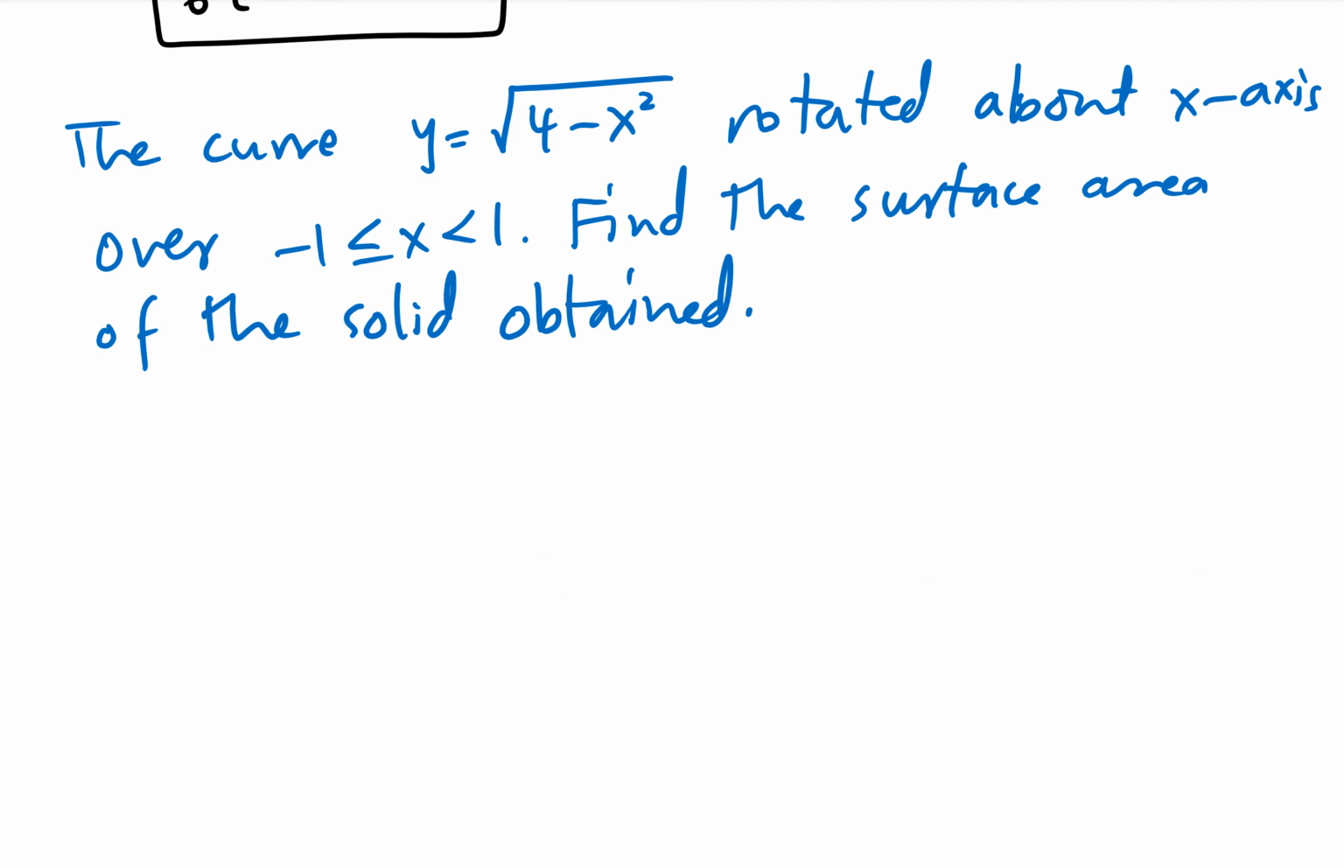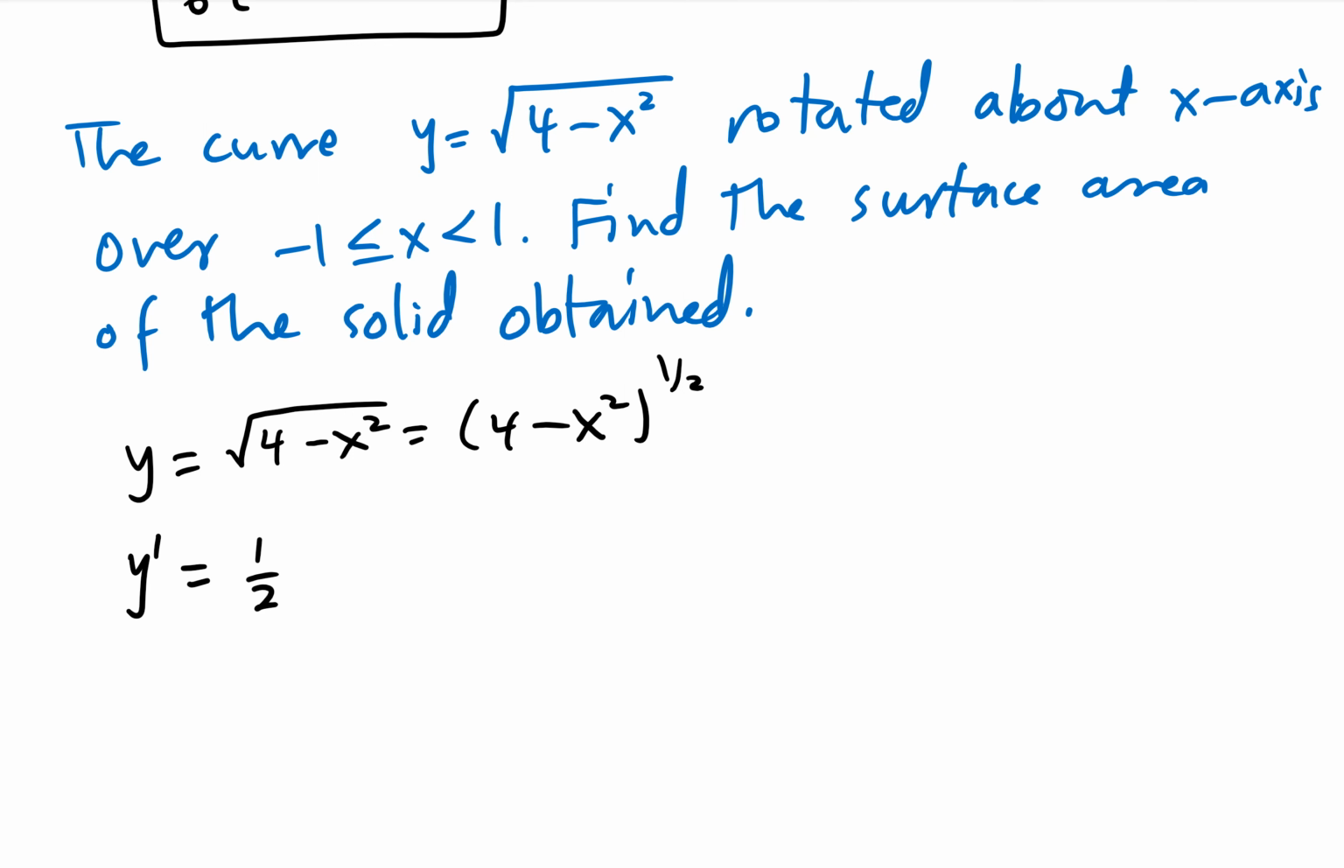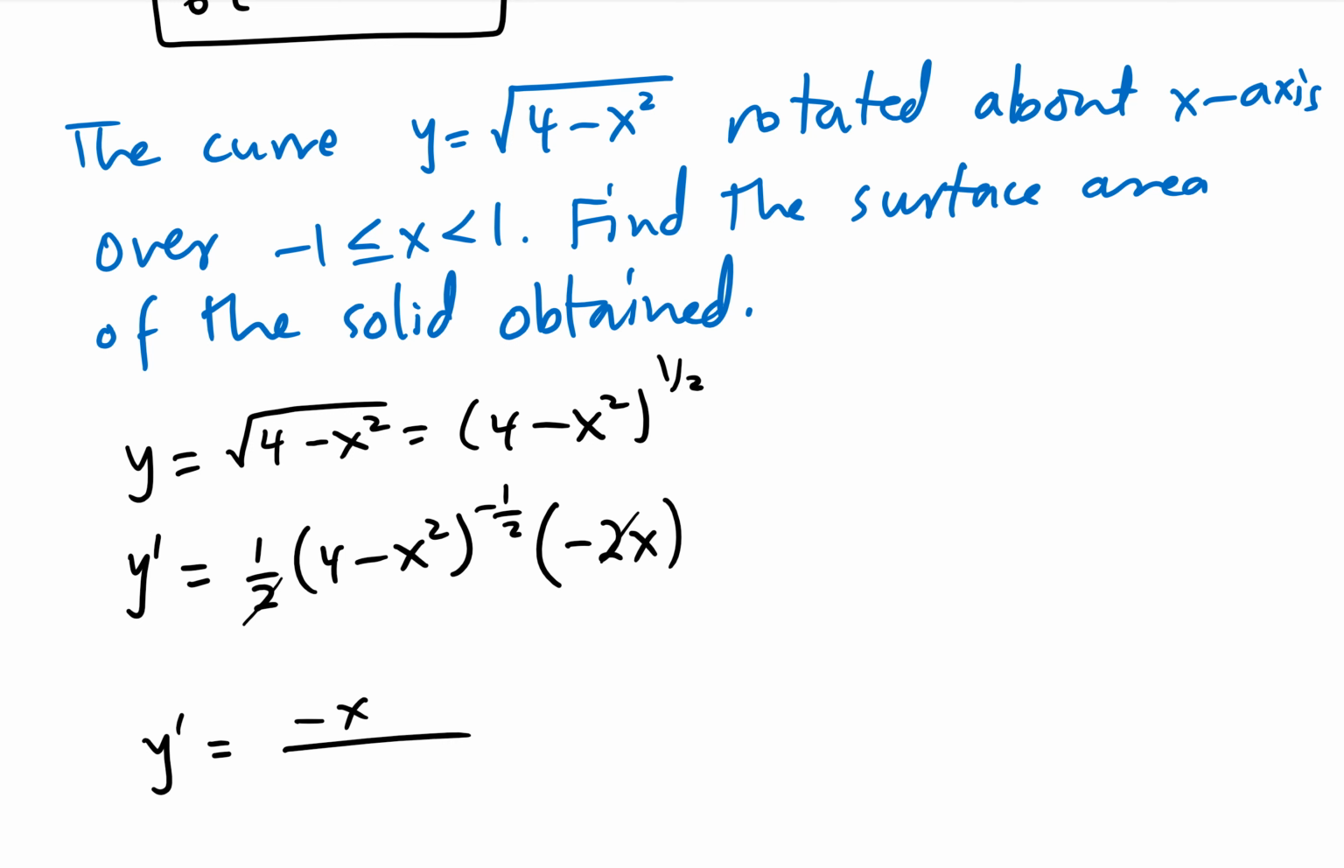So now we just have to look at this function, it looks a little bit more complicated than other functions. Maybe if you like to start with this, you can rewrite it to find its derivative first, instead of working the derivative inside the radical. So then y prime, bring the 1/2 down, subtract 1 from the exponent times the derivative of the inside by the chain rule. Then you can simplify this, the 2 cancels, negative x over the square root of 4 minus x squared.